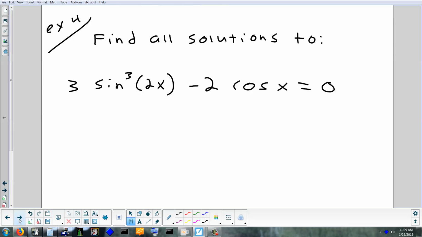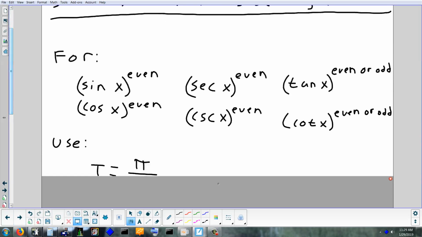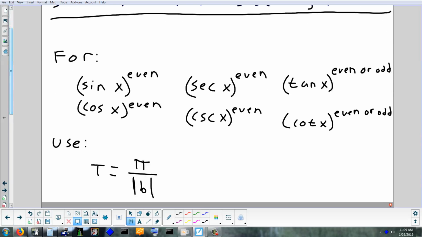All right, before I do this one, I want to show you the pattern with how you can find the period of higher trig functions. It all has to do with whether you're raising it to an even or an odd power. For tangent and cotangent, it doesn't matter. It could be tangent to any power, cotangent to any power. But if you're doing sine to an even, cosine to an even, secant to an even, cosecant to an even, or any tangent or cotangent, this is the formula you use to find the period.